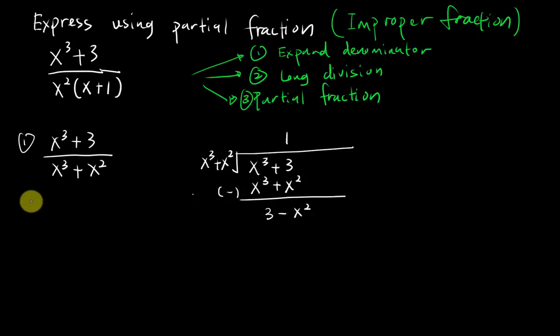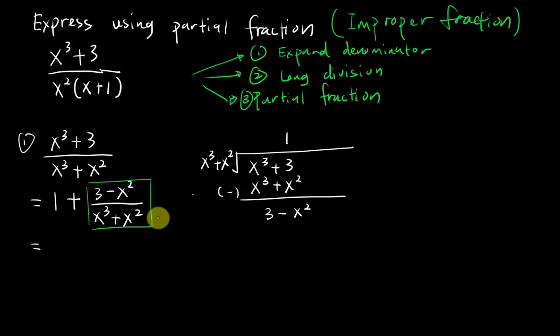Therefore, after using long division, I can write this as 1 plus the remainder, which is 3 minus x squared, over the divisor, which is x cubed plus x squared. If you do not believe this answer, you can make the 1 have the same denominator and then add again. You will definitely get back the first one. This is what I mean by after you do long division, you get 1 plus a fraction. Normally for the partial fraction, we only focus on this part.